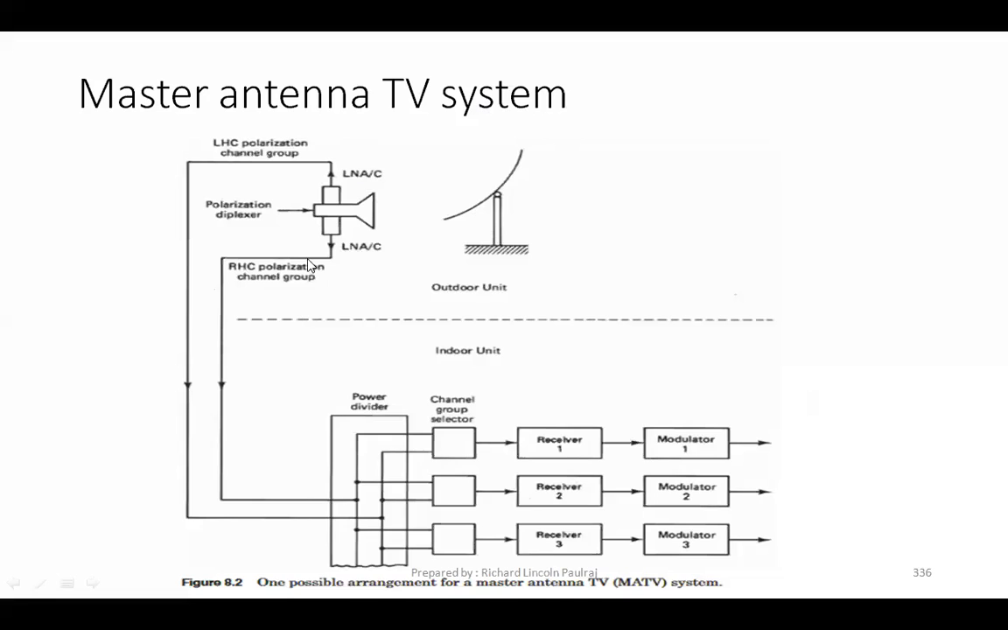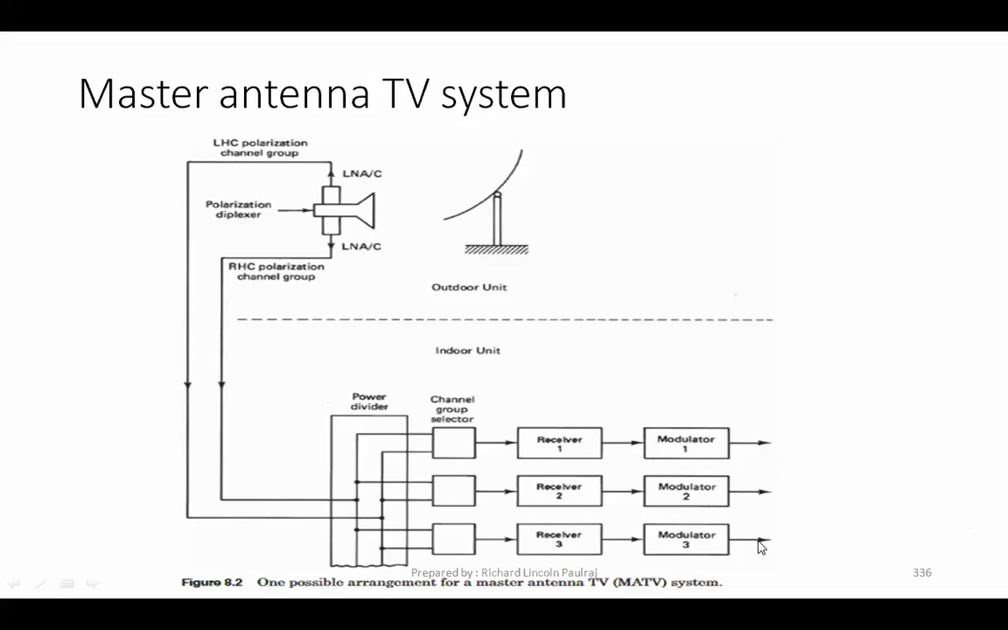Then we have a diplexer here, wherein it can take multiple signals and divert them as inputs and outputs. And the indoor unit has a power divider, a channel group selector which selects the channel, and then it goes to various receivers, and then modulators, and then accordingly it is going to get into your television.